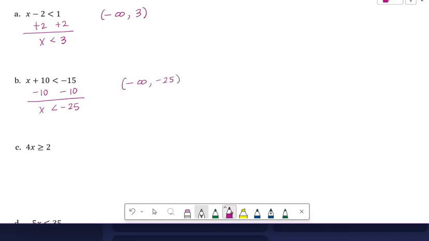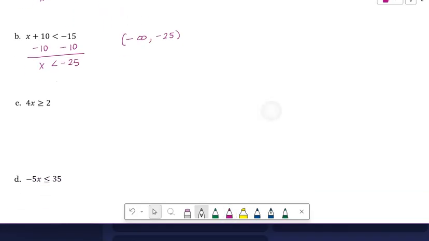again, not including either of the endpoints. For example C, the variable is being multiplied by a number. So I'm going to use division to get the x by itself. I'll divide both sides by 4, and I end up with x greater than or equal to 1/2. In interval notation, I would have 1/2 as the lower bound. I have a square bracket to include the 1/2, and then going up to positive infinity.